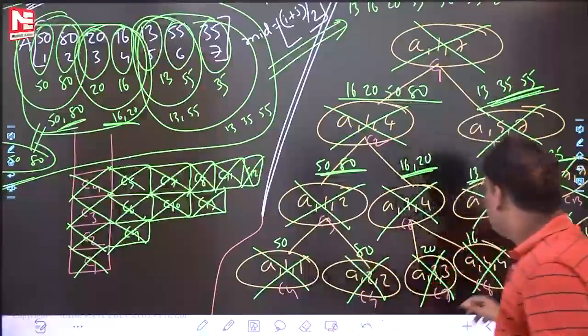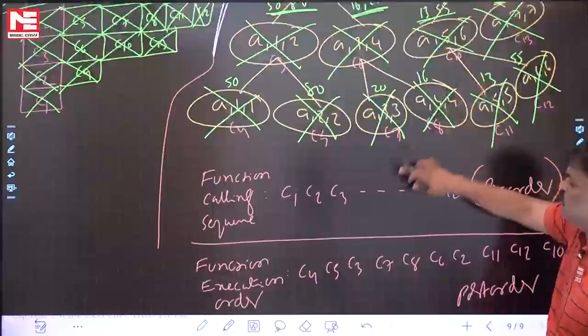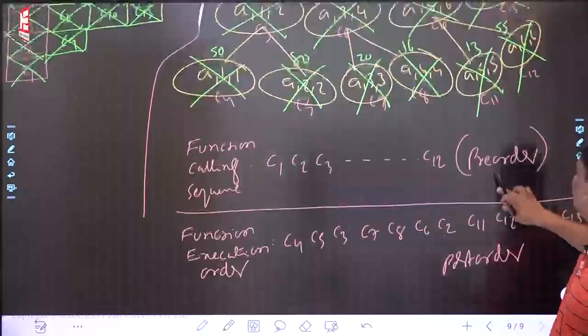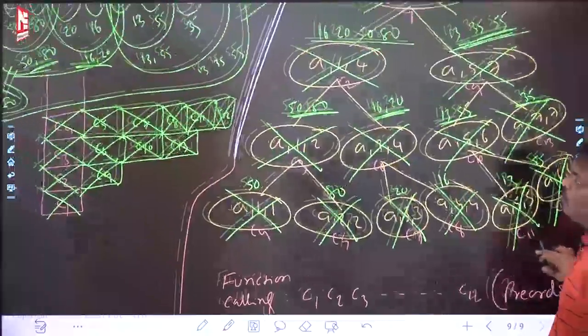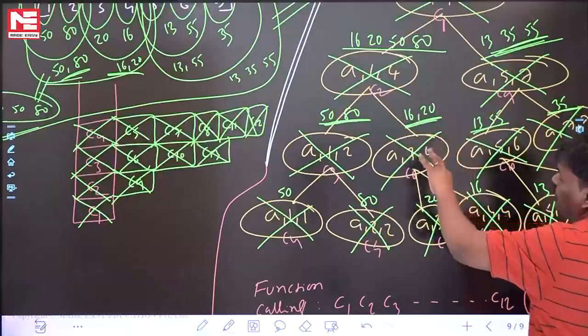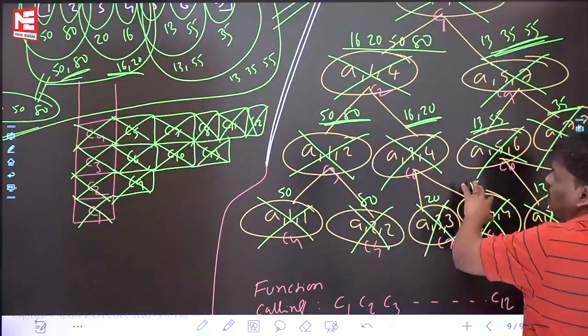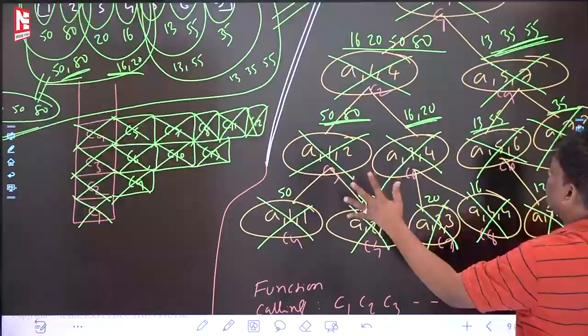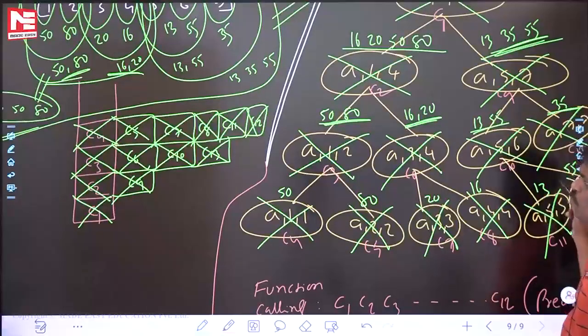You know the function calling sequence, and you know the function execution order also. Execution is post order, calling is pre order. And one more thing, the tree and stack are both the same. The tree is for the user, and users are very happy with the tree. The computer is happy with the stack. So I explained the same stack in the form of a tree. Both will be similar.